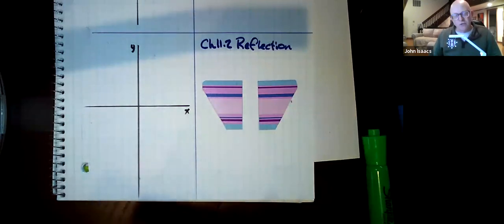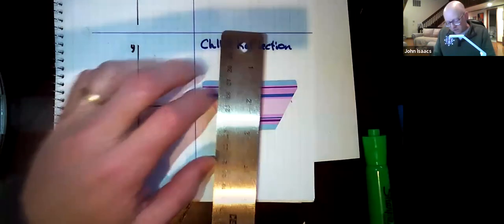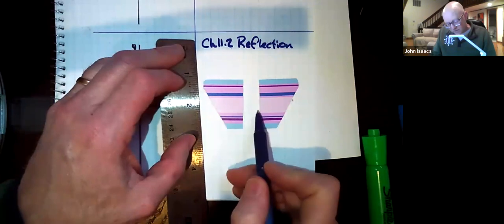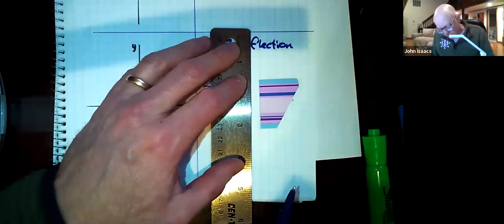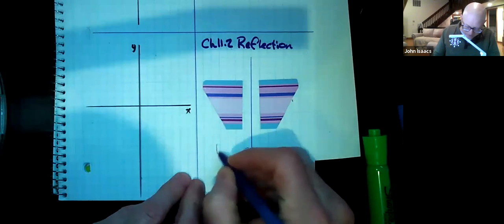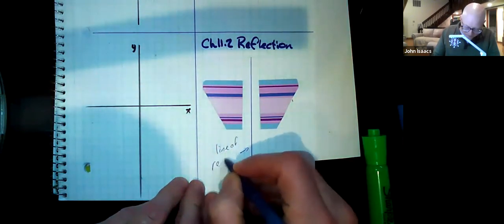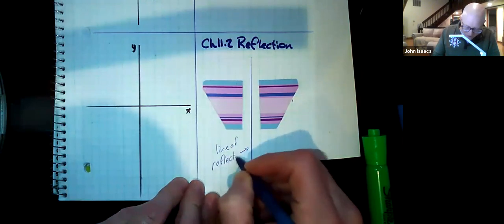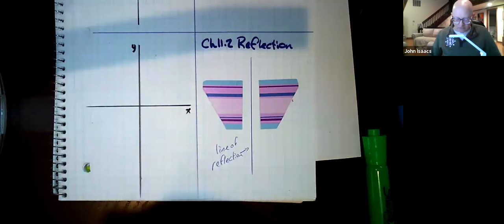Now, reflection needs a line of reflection. So in this case, I've put these two boxes apart. So I'm going to put a line down the center line, and you can see this is a line of reflection. So a line of reflection kind of acts like a mirror. You can imagine where the line of reflection is, where the mirror is. That's a line of reflection.